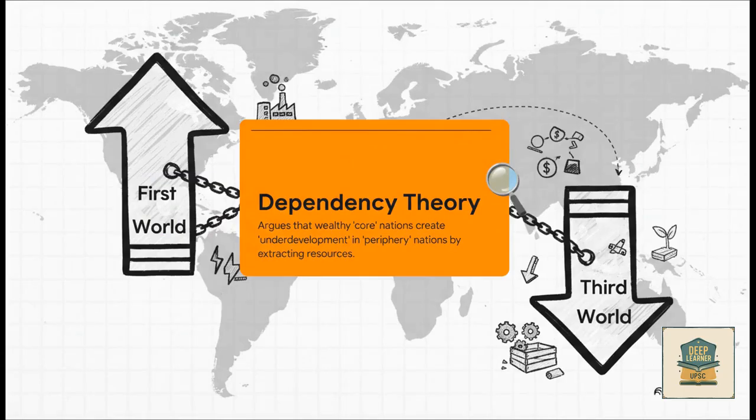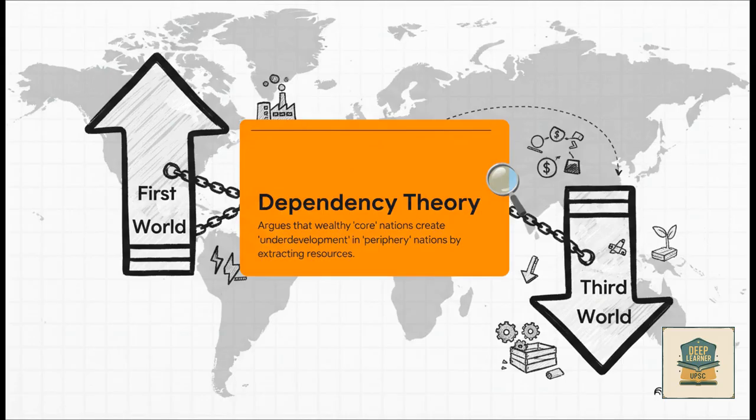This brings us to dependency theory. And wow, this idea completely flips the modernization script. It argues that the rich countries, the first world, didn't just get rich on their own. No, they got rich by actively making the third world poor. The theory says the whole global capitalist system isn't designed for everyone to succeed.